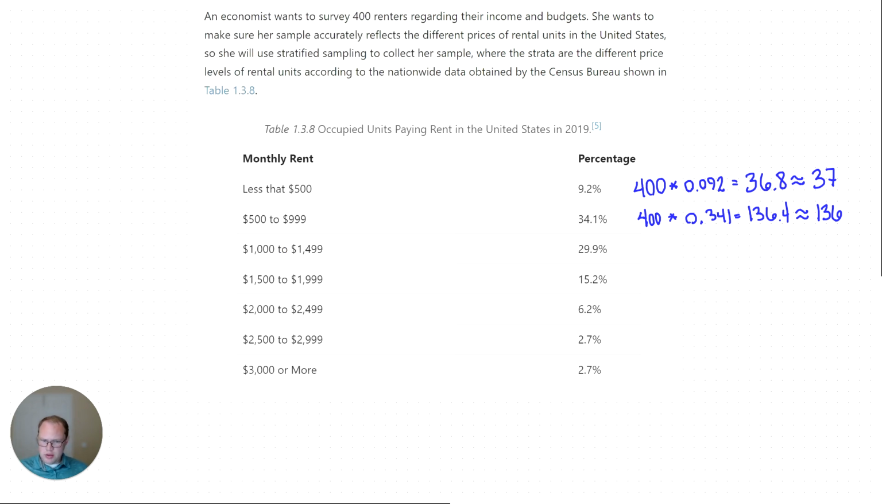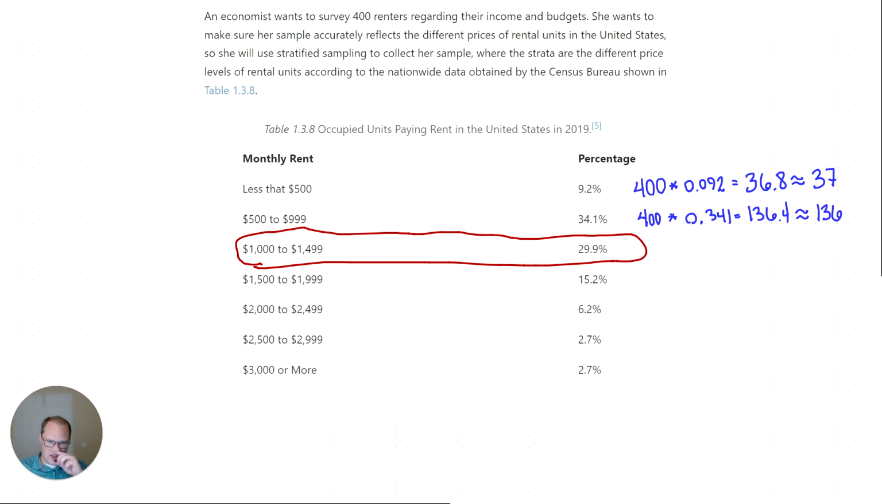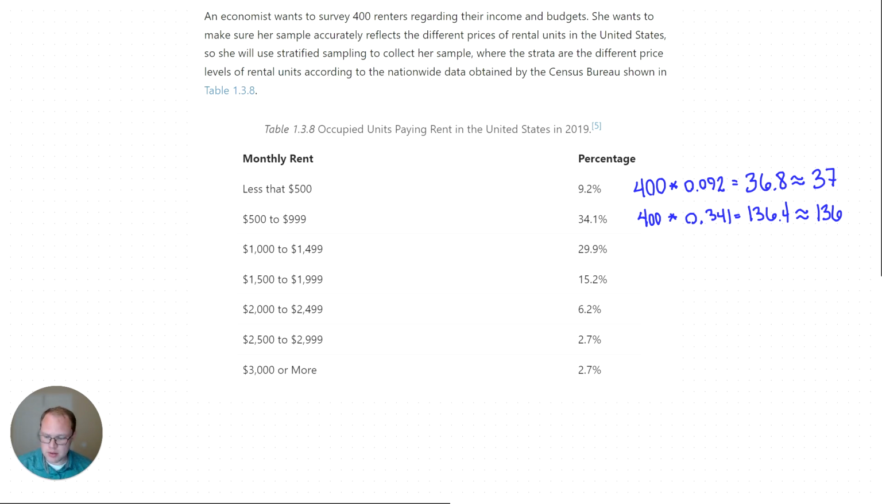And just one more. Let's look at how many people we want in our sample that would pay between $1,000 and $1,499 per month. 29.9% of people in the population pay this amount each month in rent. So we want 29.9% of our sample to pay this amount each month in rent. So I take the size of the sample I want, I multiply by the proportion, which is 29.9%, but we need to convert it to decimal form. If I move that decimal point 2 places to the left, I get 0.299.